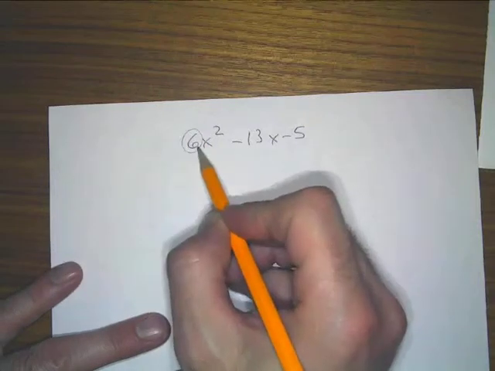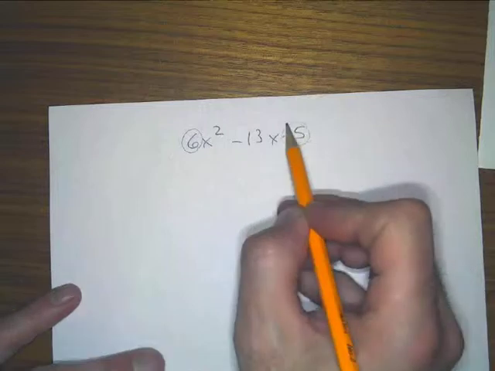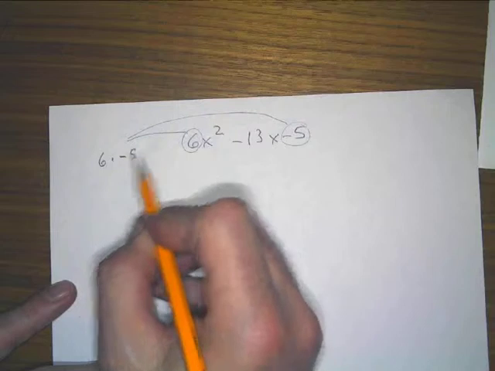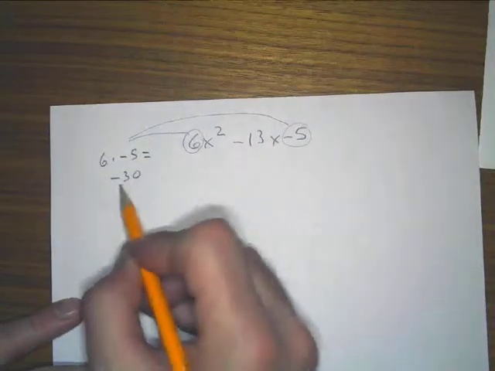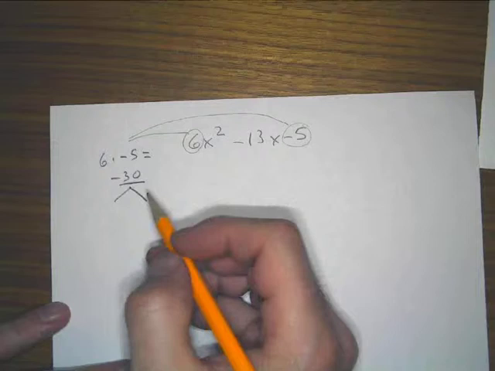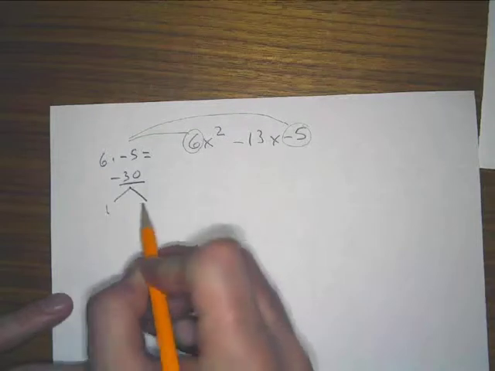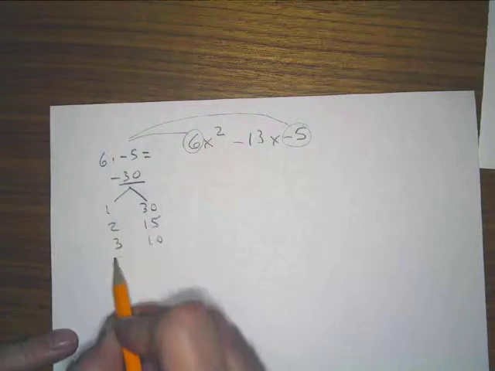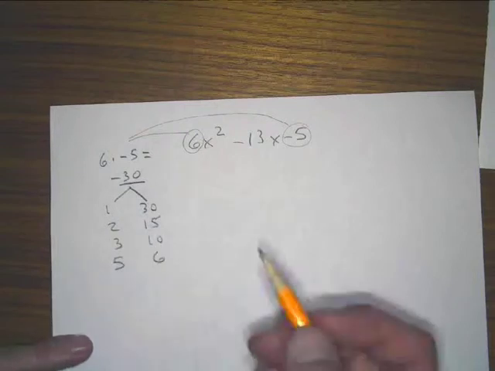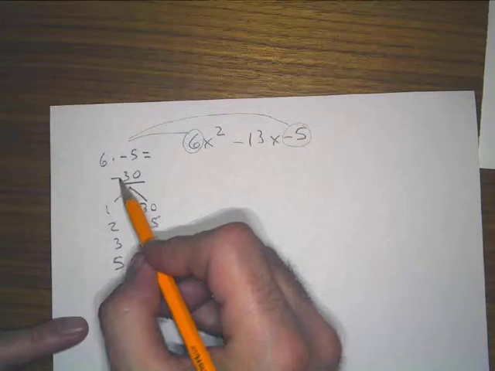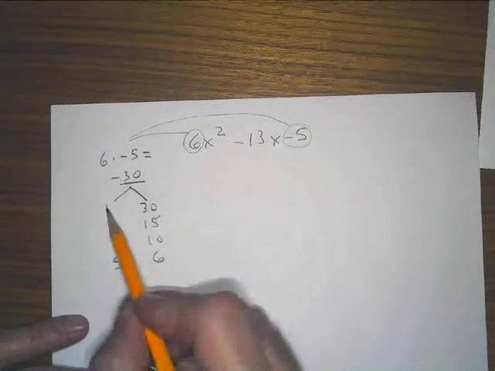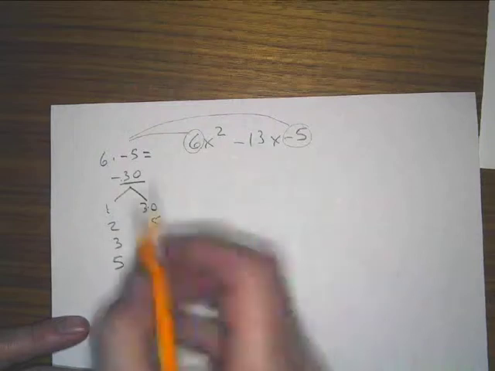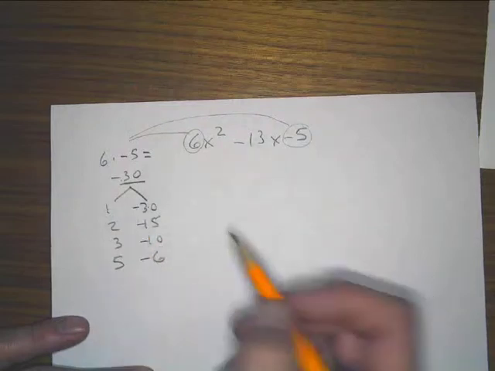You take the lead coefficient, you take the last coefficient, the constant, and you multiply them together. 6 times -5 equals -30. Then you find the factors of -30. So I'm seeing 1 and 30, 2 and 15, 3 and 10, 4 doesn't go, 5 and 6, that's everything. They need to multiply to -30, so you have to have a positive times a negative. They need to add to a negative number, so the bigger number needs to be negative.